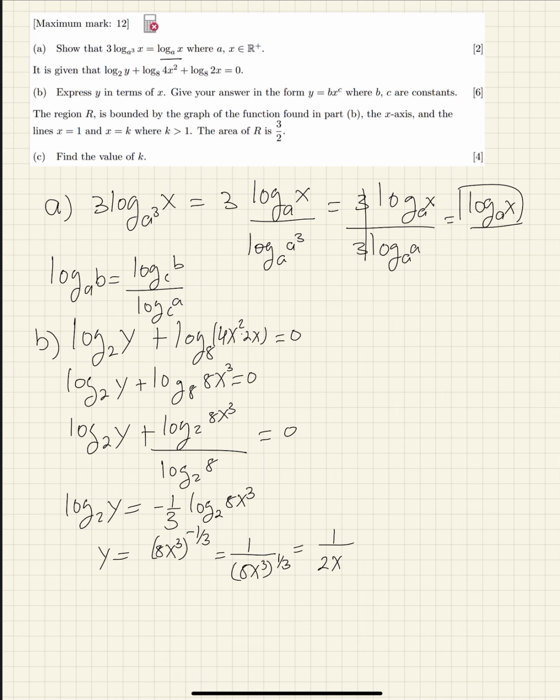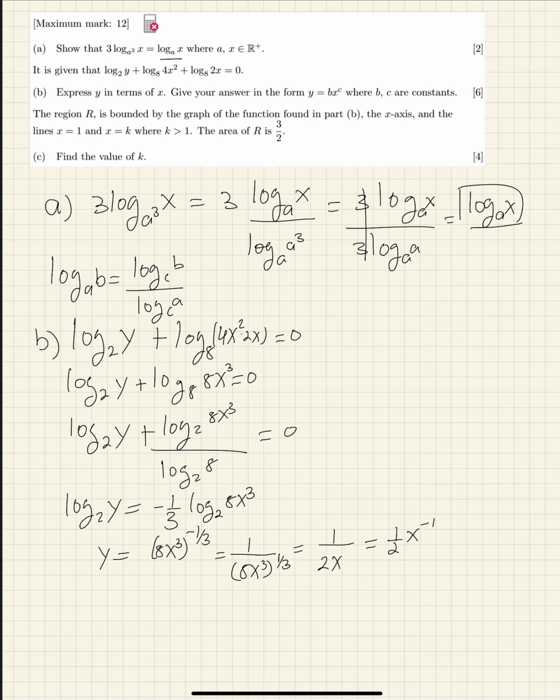All right. And we wanted to give our answer in the form y equals b x to the power c, where b and c are constants. Well, in which case I can rewrite it like this. Now b is 1/2 and c is -1. Okay, that should be fine. But just to make it more in that form, because there was this requirement right here, I'm being very explicit for the examiners that this is my c up here.